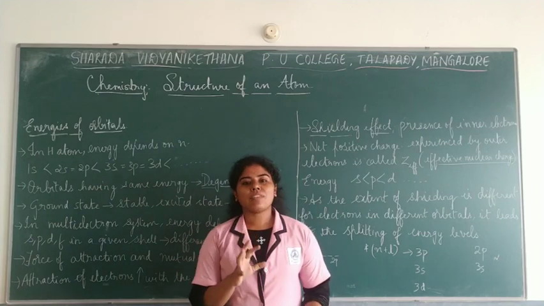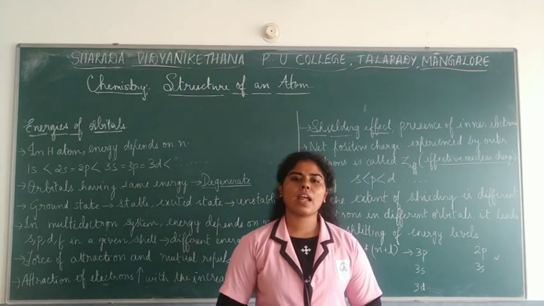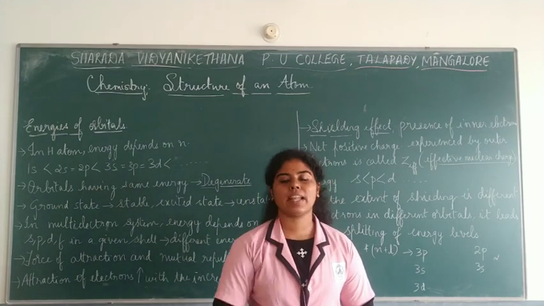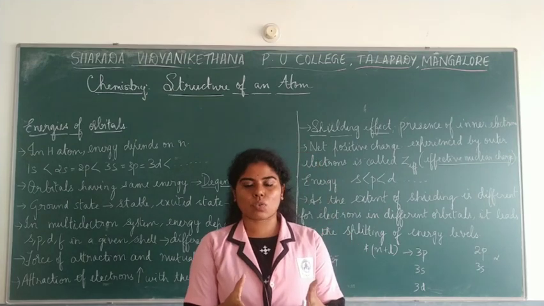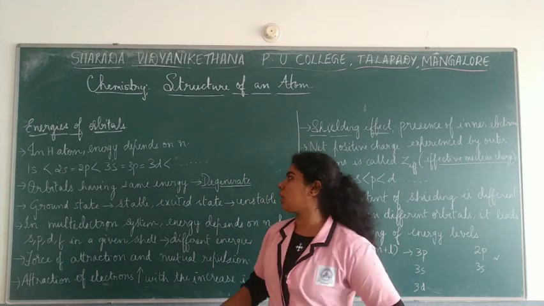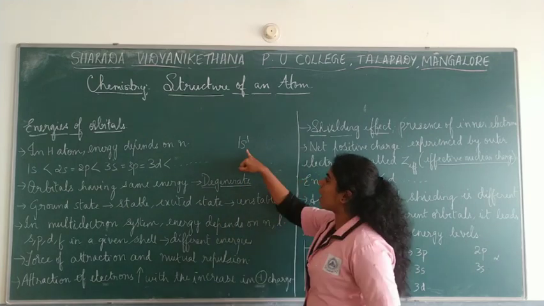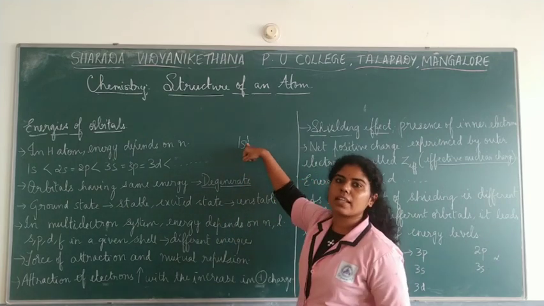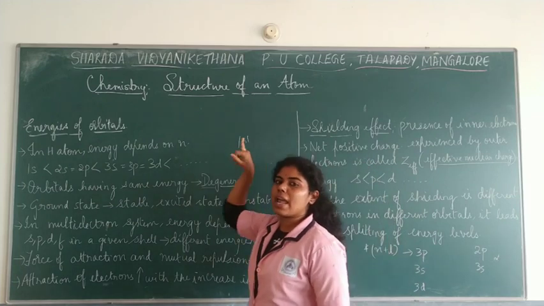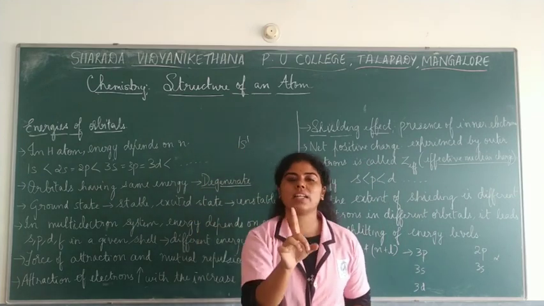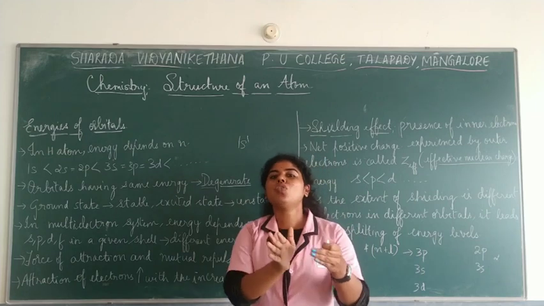Now, imagine you have a hydrogen atom. A hydrogen atom consists of only one electron. This one electron is present in the 1s orbital. How do you write the electronic configuration? You write it as 1s1, right? So in the s subshell there is one electron, which is tightly bound to the nucleus.